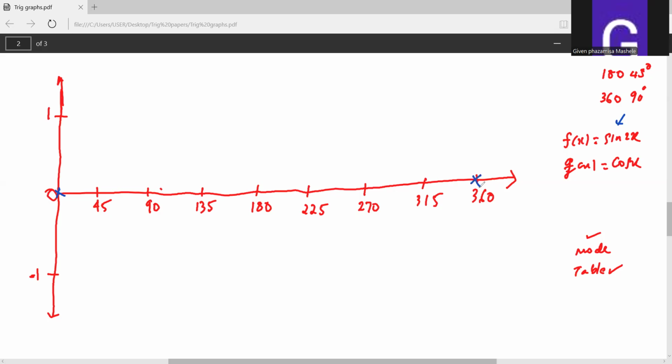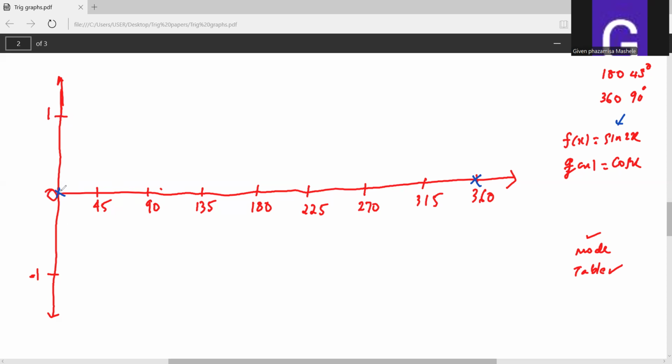Then what is the step? The step is by what degree we want to increase the angle. The step size will be 45, so you press 45. Remember, you do not have to do this in the exam because usually they give you graph paper. So when x is 0, y is also 0.